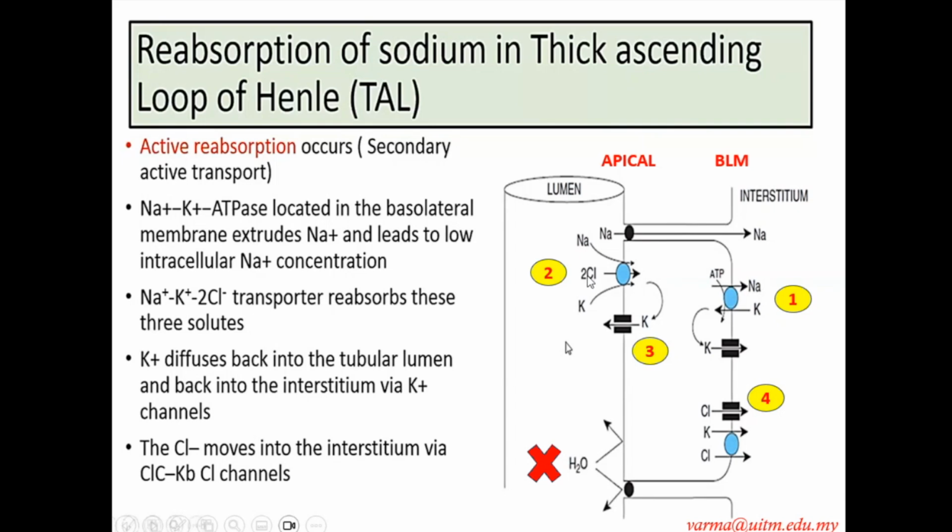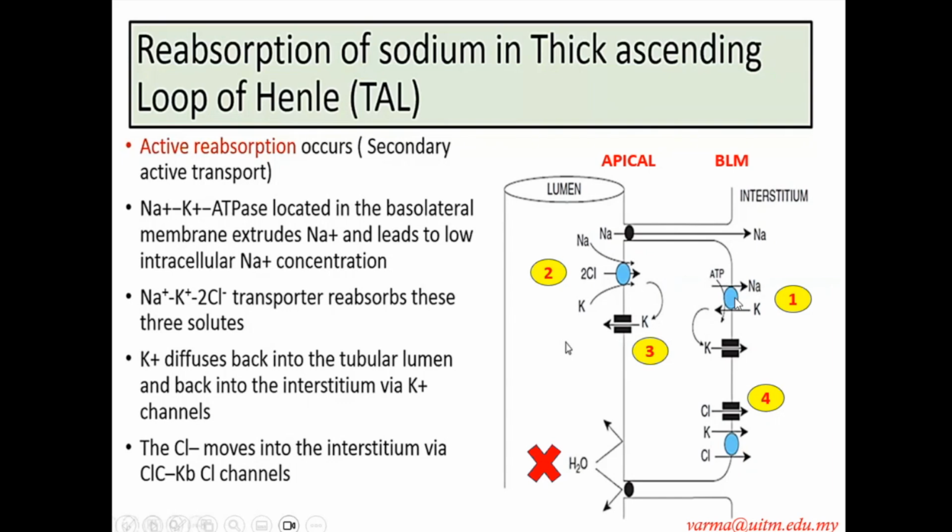It maintains a low chemical gradient of sodium. The sodium potassium 2Cl transporter reabsorbs these three solutes down the concentration gradient. To keep the potassium concentration lower, because the sodium potassium ATPase pump pumps potassium in here, if potassium is at very high concentration then the symporter cannot work. So there is a potassium channel in the apical membrane which diffuses potassium back into the lumen, maintaining a low potassium gradient as well. The same goes for a chloride channel here, which also reabsorbs chloride via passive diffusion down the concentration gradient, thus maintaining a low concentration gradient of chloride.